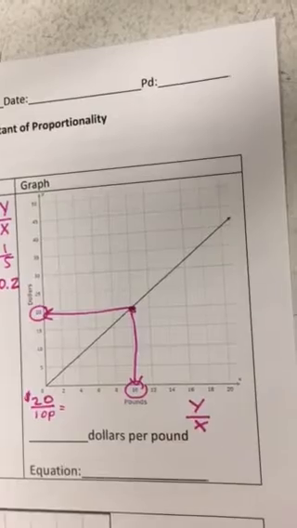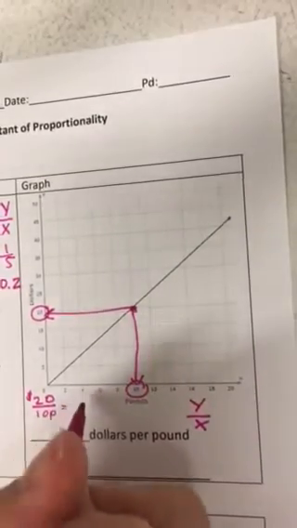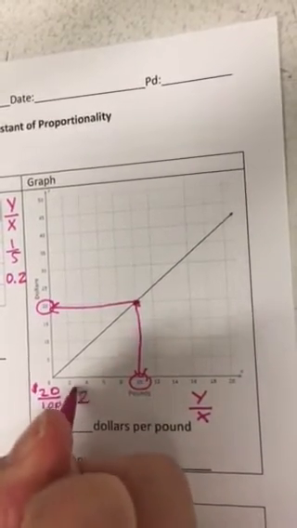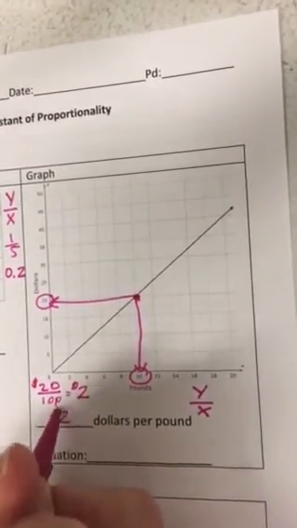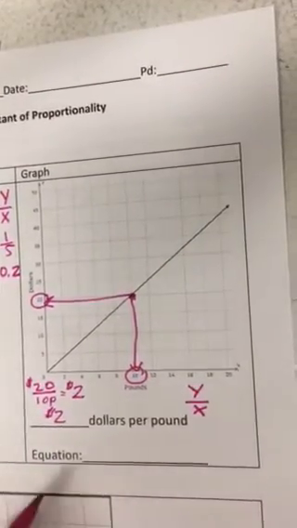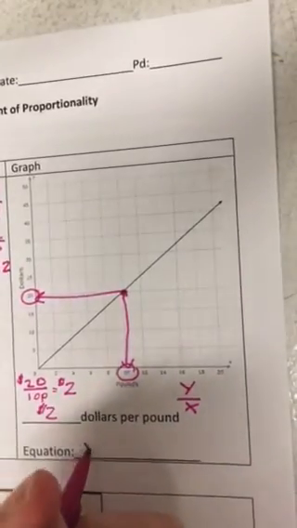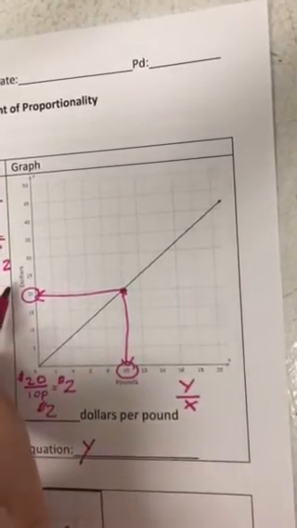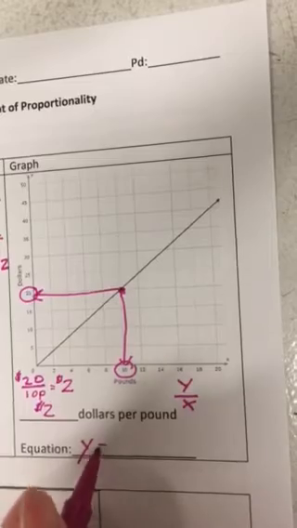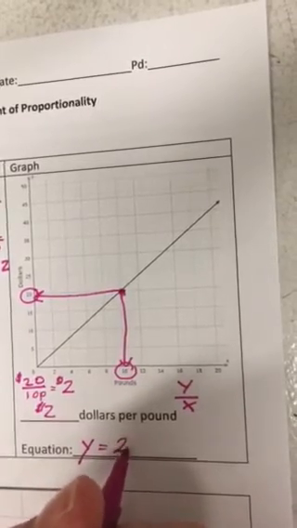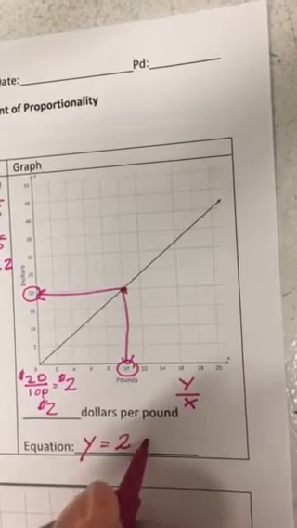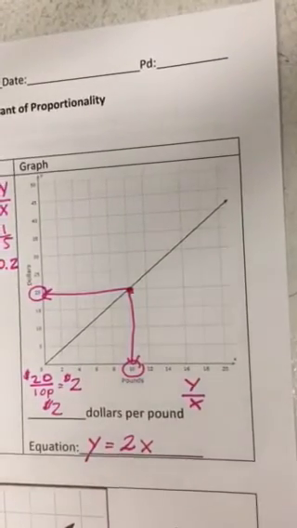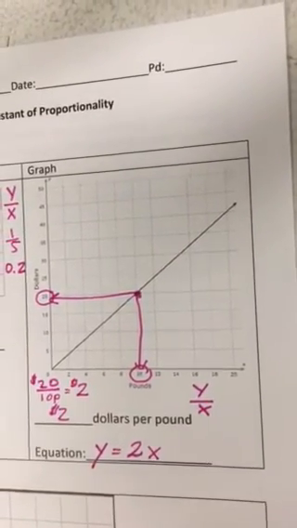That divides out evenly to be $2 per pound. My equation would be y, or the number of dollars, equals 2 times the number of pounds I'm purchasing, or x. That concludes our last lesson, number 11.